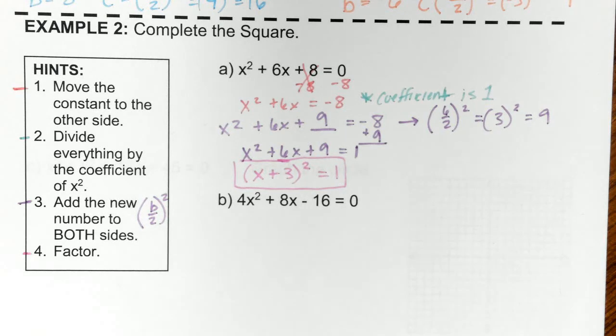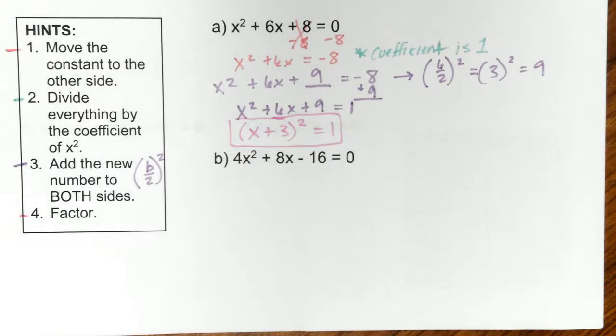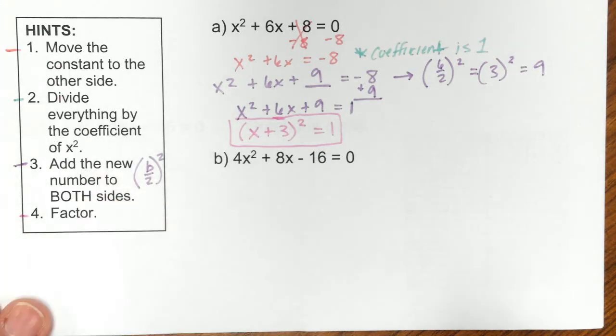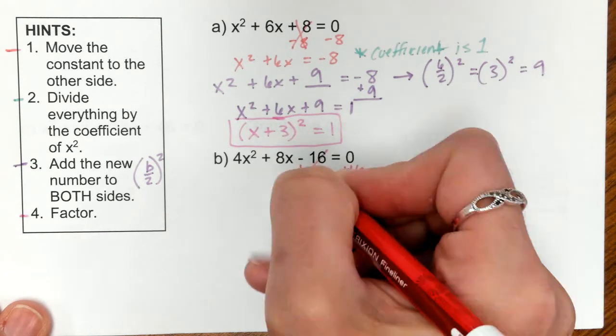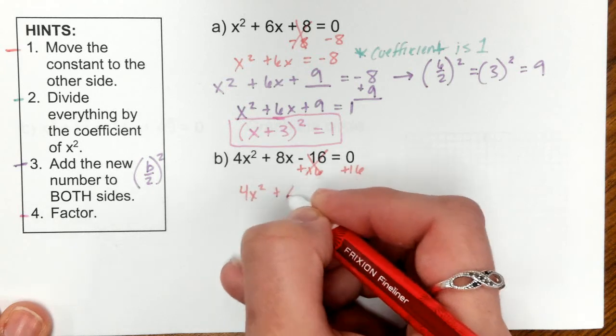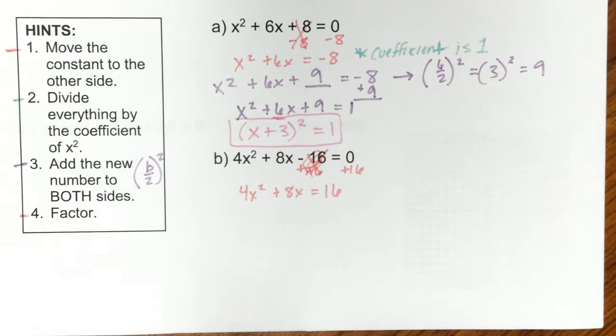So our next problem here, you can try it on your own. The only thing is we do have another step where we have that coefficient in front of that x. So the first step we see is move our constants to the other side. So I need to add that 16 to both sides. This will cancel. So I wind up with 4x squared plus 8x, nothing here anymore, equals 16.